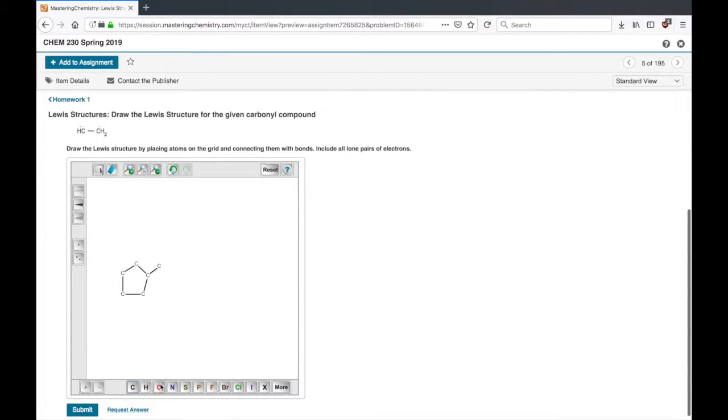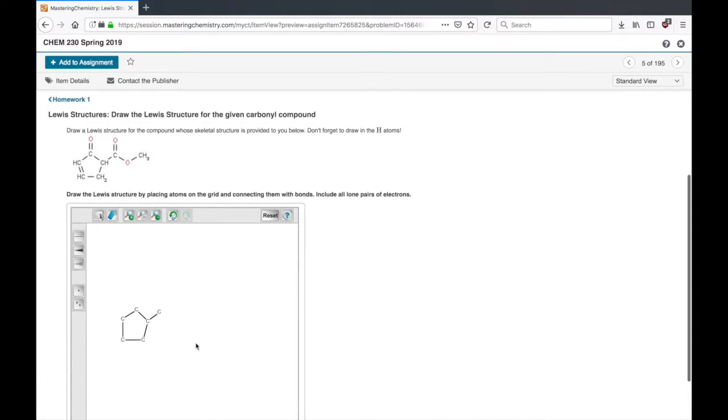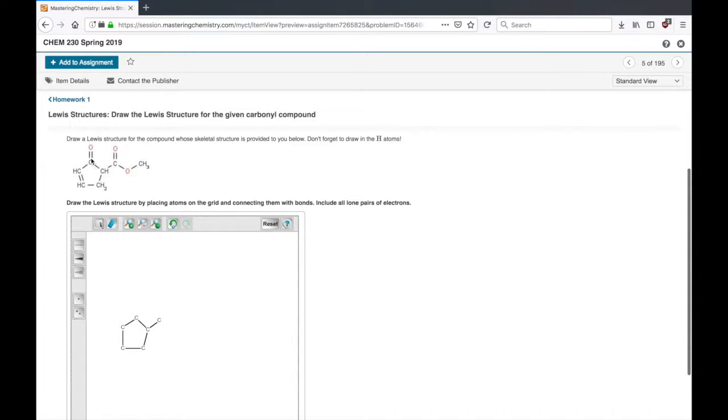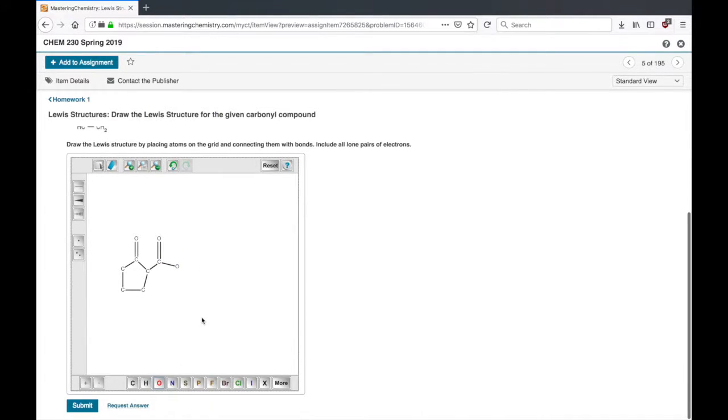So now I want to add a couple of oxygens. So we have an oxygen over here, so I'll add this. And we want this double bonded, so I'll just hold the mouse over and click. And same thing over here. Add an oxygen and click. And then I'll add another oxygen going this way, and I just have to add that final carbon on the end.